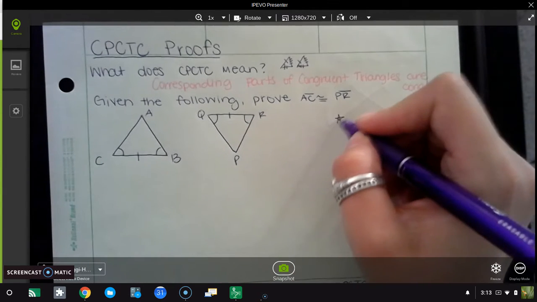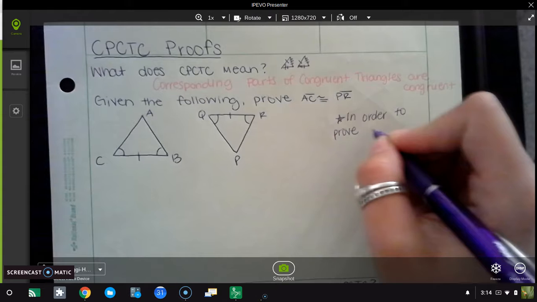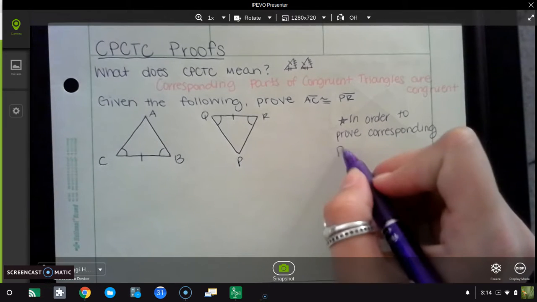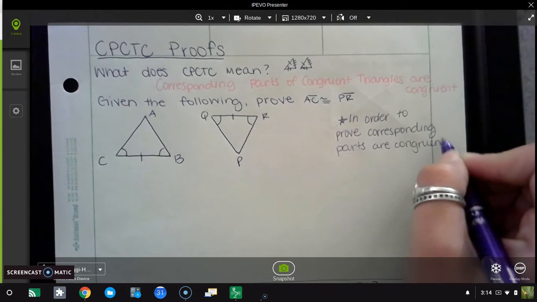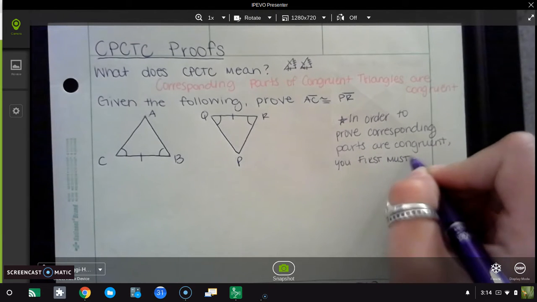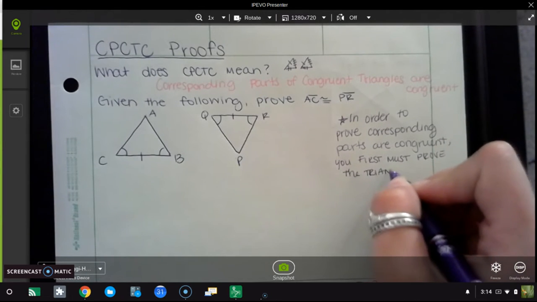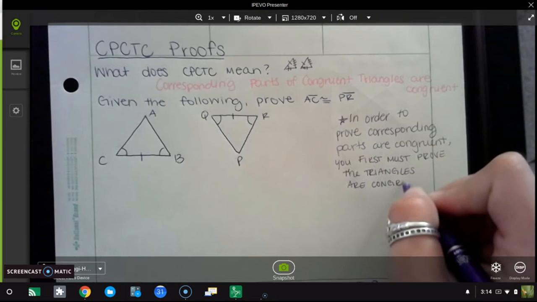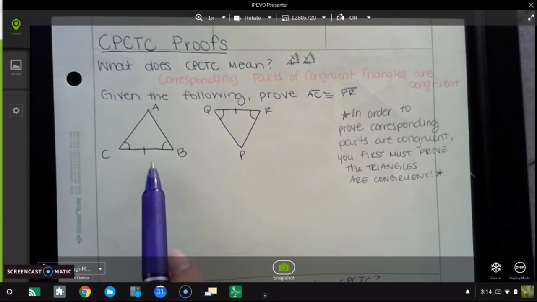So right over here, we're going to say, in order to prove corresponding parts are congruent, you first must prove the triangles are congruent. Okay, so that's important to know. So let's prove these two triangles are congruent.